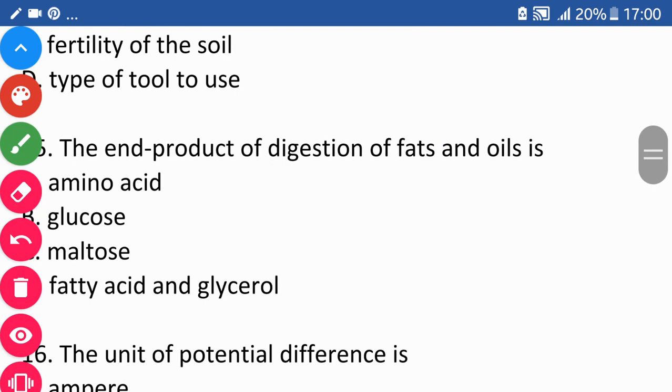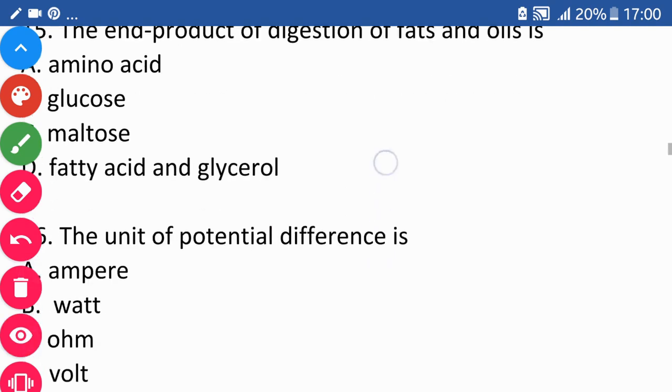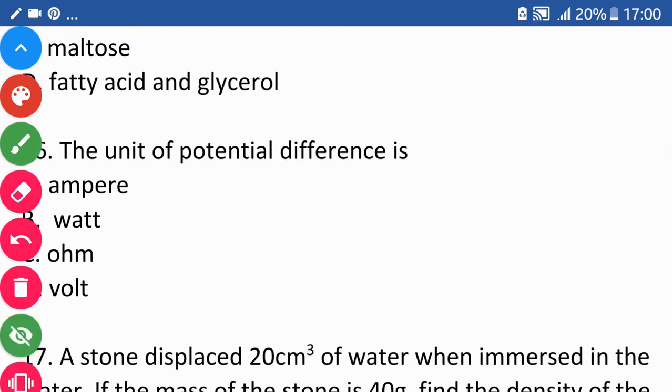The end product of digestion of fat and oil is fatty acid and glycerol. Fatty acid and glycerol. Digestion is one of the topics you always find in the objectives. Questions on digestion. The unit of potential difference is volts. Volt.